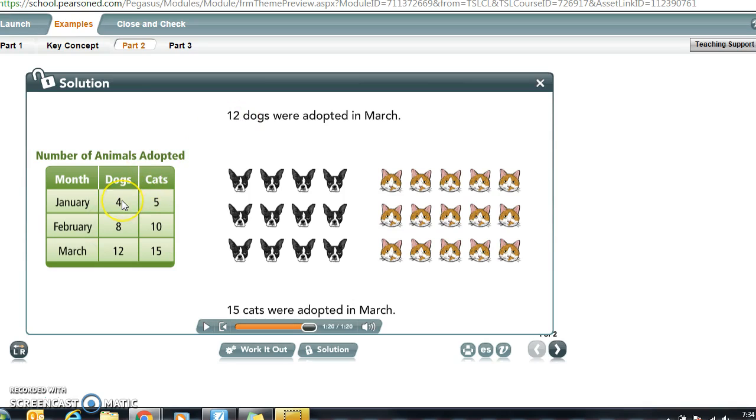Again, they did the same thing. Look at your tables and say, okay, well, what's the relationship here? Well, 4 times 2 is 8, 4 times 3 is 12. So if I'm multiplying by 2 or 3 on this side, I need to multiply by 2 or 3 on this side as well.